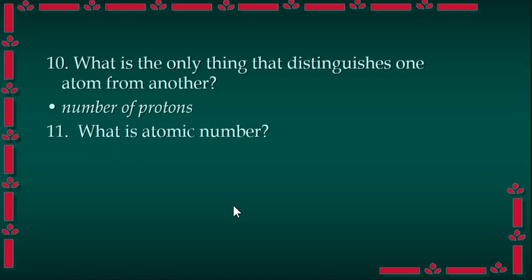Atomic number. What is atomic number? It is the number of protons. So number of protons, atomic number. Atomic number, number of protons. Why do I keep saying number? Because the symbol for atomic number is Z.